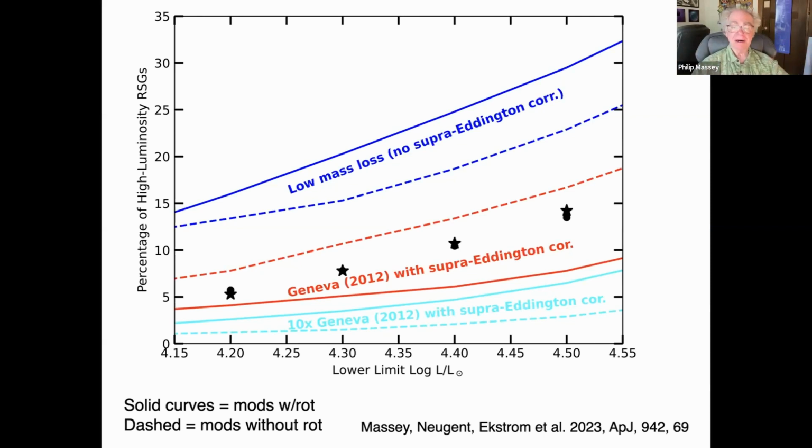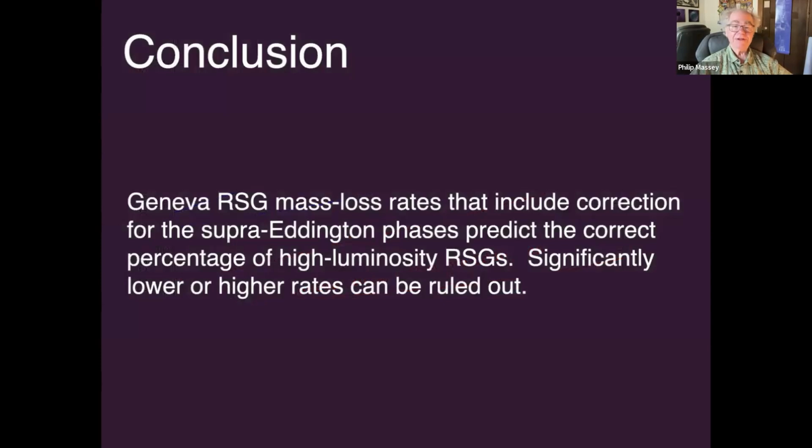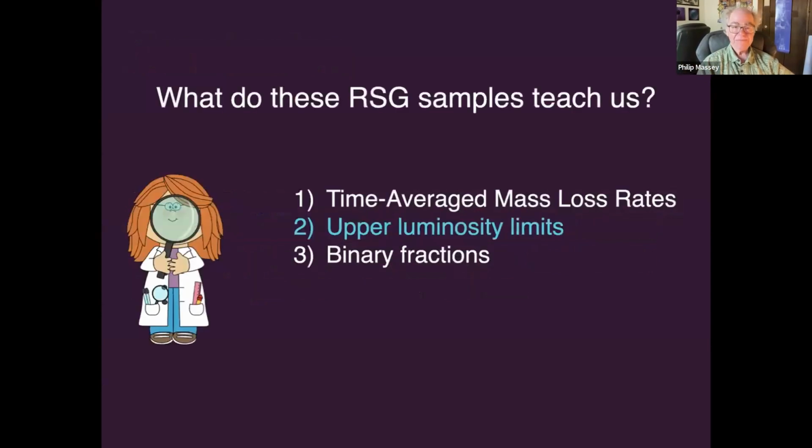with the Geneva models from 2012. And this is now, the solid points show the models with rotation, the dashed ones without, and they fall in between those two. So my takeaway from this is that significantly lower or higher time-averaged mass loss rates can be ruled out.